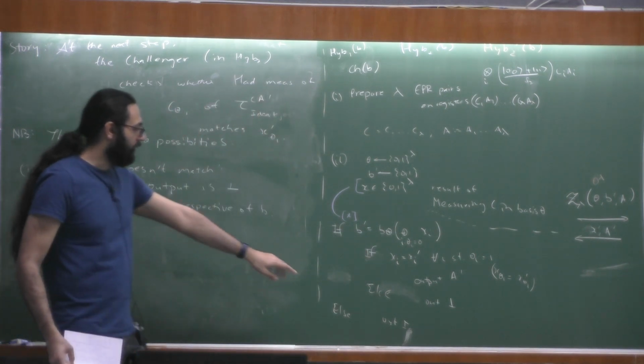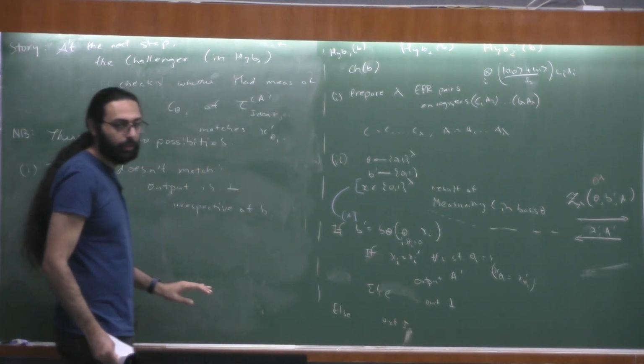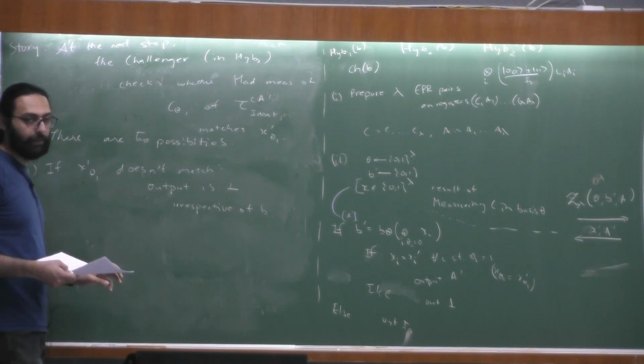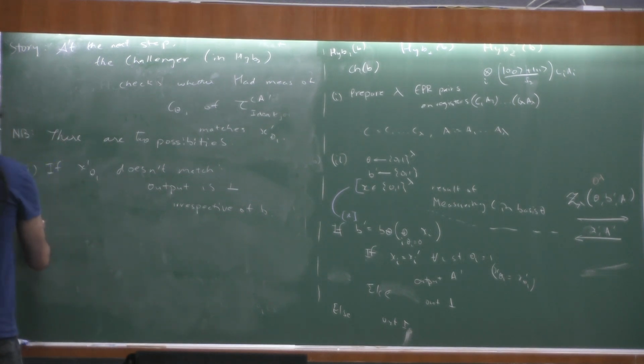Okay, so obviously if this would fail, you would certainly output a bot irrespective of what b was. So that's the first case.